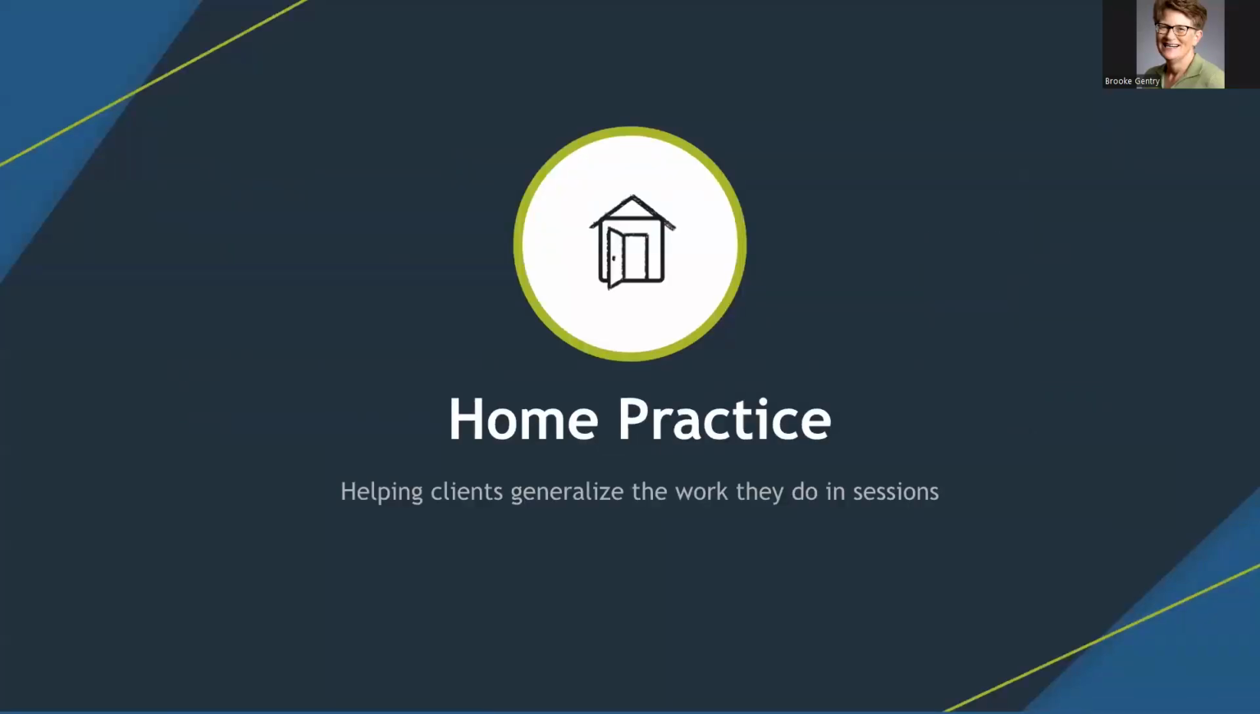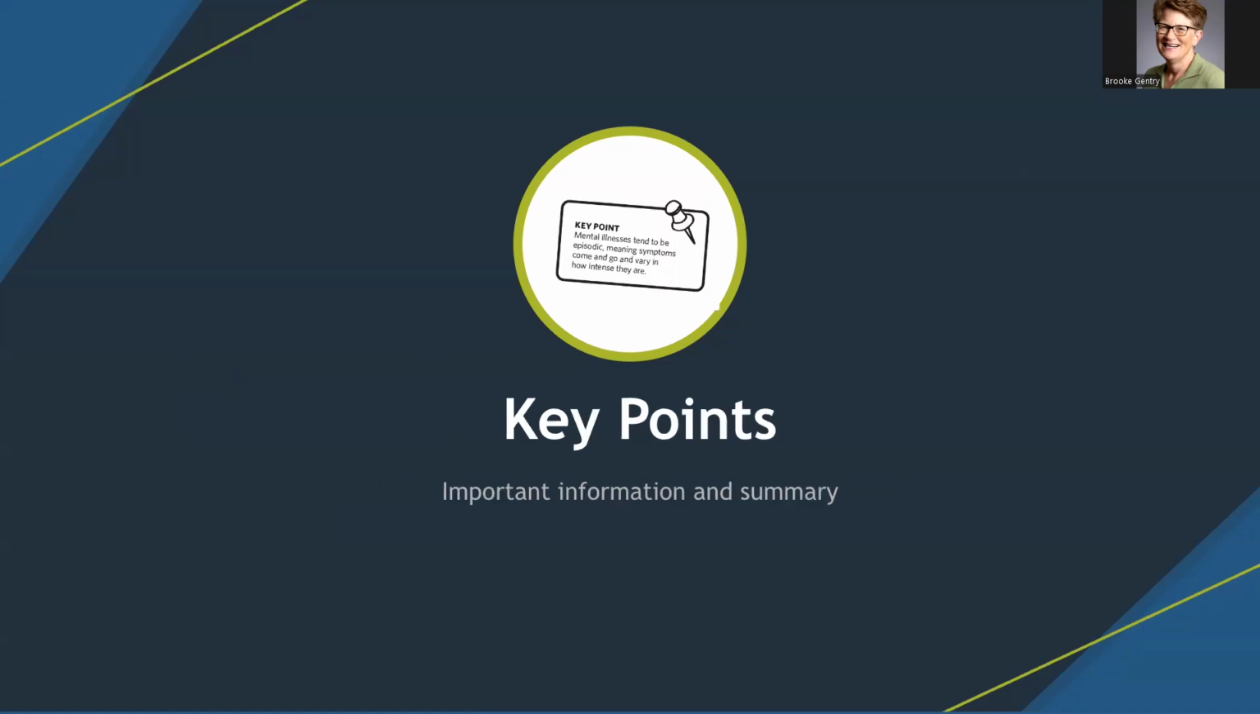Then we have home practice, and home practice is something like if we learn a skill or we practice a skill together, we're connecting that to what a person can do outside of our session. So we set a home practice. It's part of the agenda. And it helps clients generalize the work they do in sessions. And we always hope that home practice can be part of the goal tracking sheet.